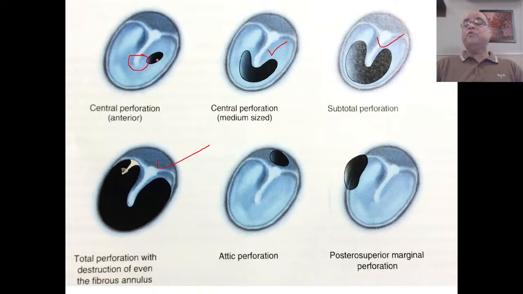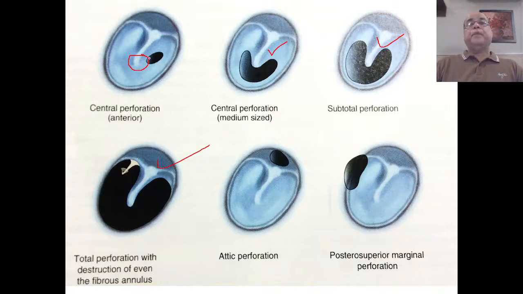Here it is a very small perforation. It is, you can say, a medium sized perforation. It is a subtotal perforation, and almost the whole of the pars tensa has gone, but still the fibrous, this membranous annulus is intact.